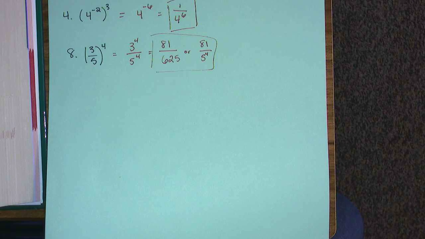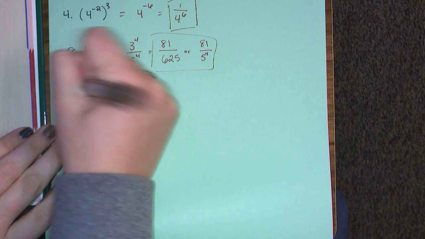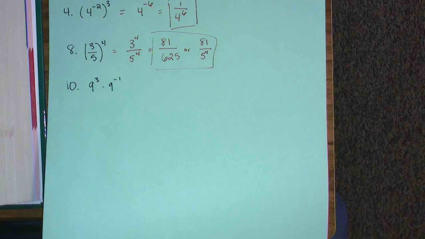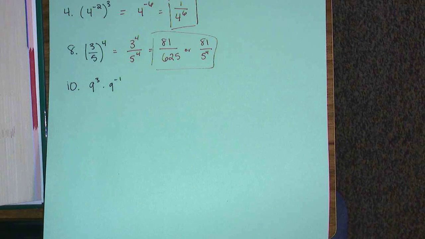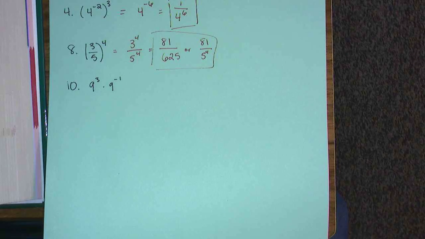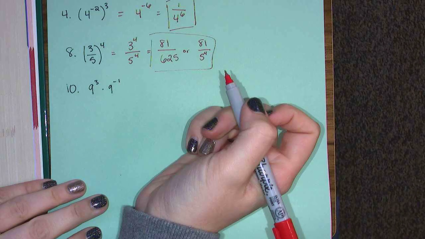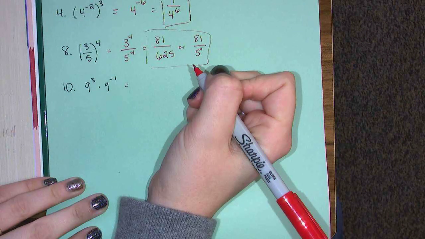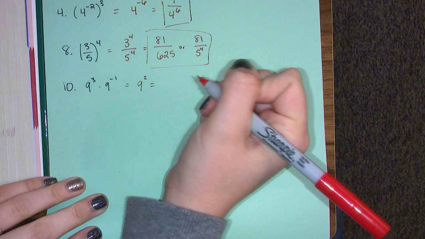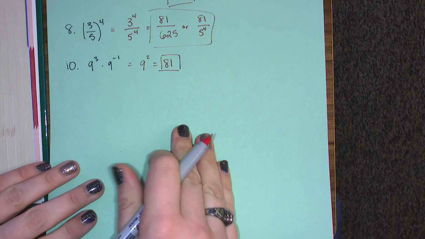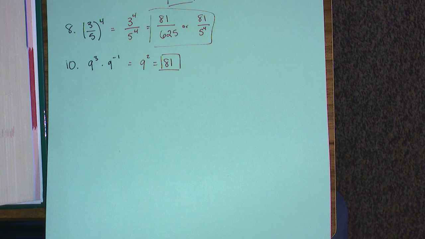Let's see. Number 10, 9 to the 3rd times 9 to the negative 1. Okay, and just so you know, these instructions do want you to technically write what property you're using, but I don't care about that as long as you can do the problem. You don't need to write which property you're using, so you can just edit those instructions when you go to do them. Which gives you what? 9 squared, which is 81. Okay, so that one's the easy one.